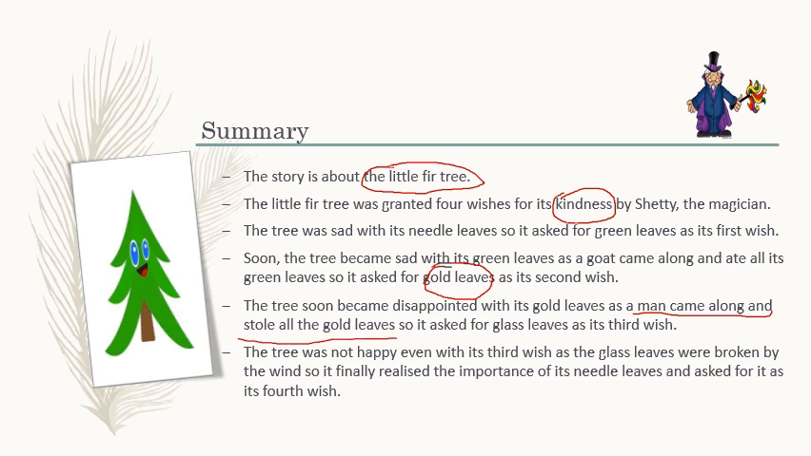It can also be a question like, what did it ask for as its fourth wish, and why? The tree asked for its needle leaves back again as its fourth wish. Why? Because it finally realized that one should be happy with whatever one has. That is why it asked for its needle leaves back again, as with the needle leaves no goat can eat them, no man can steal them, and neither can the wind harm them. So this is the summary of the story.